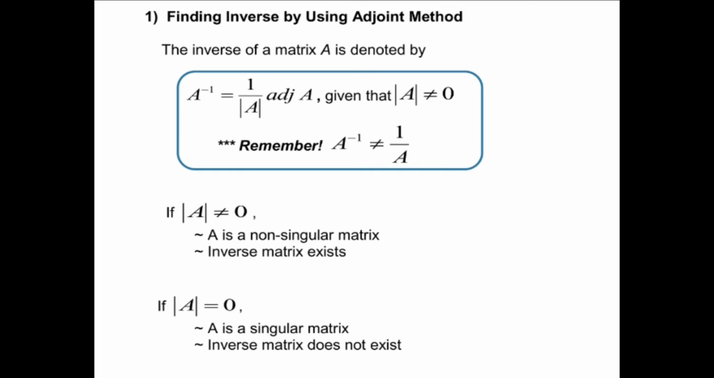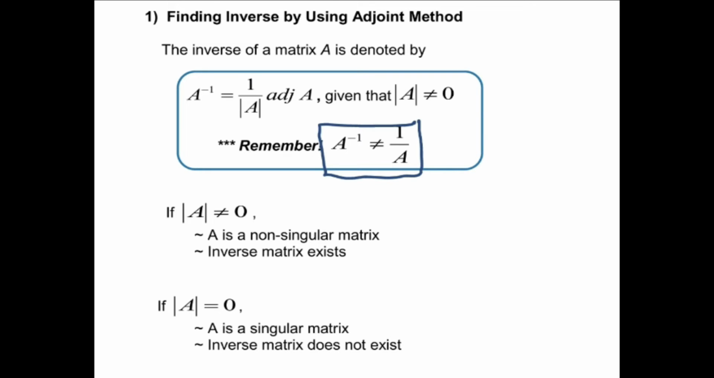Finding inverse by using the adjoint method. The inverse of a matrix A is denoted by A inverse, equal to 1 over determinant of A times adjoint A, given that the determinant of A must not equal 0, because you cannot divide anything by 0. Do you understand that, everyone? One more thing that you need to remember is A inverse is not 1 over A. Please remember that.